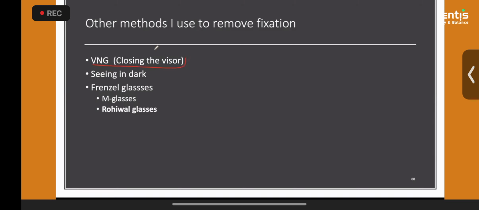Now let us look at the methods I use for fixation removal. VNG, obviously, the visor is provided with the VNG equipment to close the eyes. Then observing the patient in dark, where even the patient can't see and we can't see. That's why it's very important to use some method to check this. Pencil glasses is a traditionally used method. M glasses, like Professor microscope glasses, and Rohiwal glasses, by an Indian professor who is a neurotologist. He has modified the pencil glasses so that they can be used to remove the fixation.